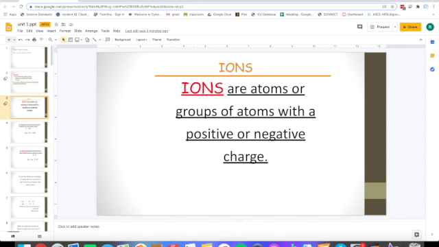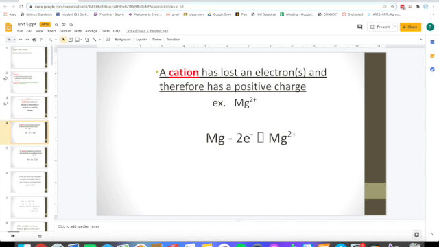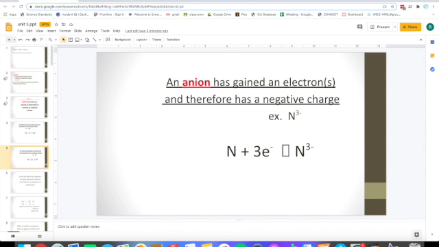The next thing we need to know for this are ions. Ions are atoms or groups of atoms with a positive or negative charge, or they have gained or lost electrons, which will give them that charge. There are 2 types of ions. The first is a cation. It has lost electrons and has become positive. One way I remember that is cats are positive. If you're not a cat person, you could just kind of pretend to be one to remember this. So cations, cats are positive. And then you have anions, which have gained electrons and therefore have a negative charge. So anions are negative.